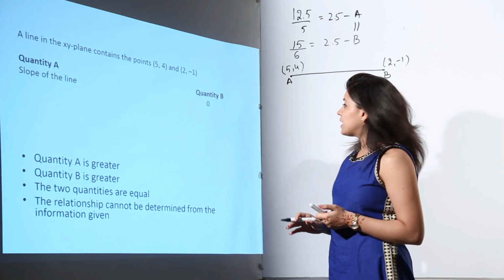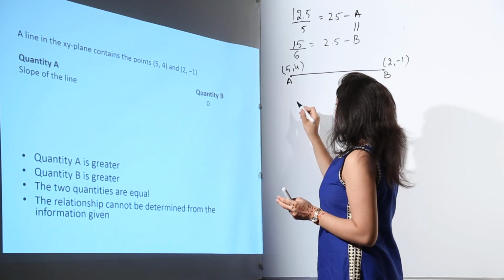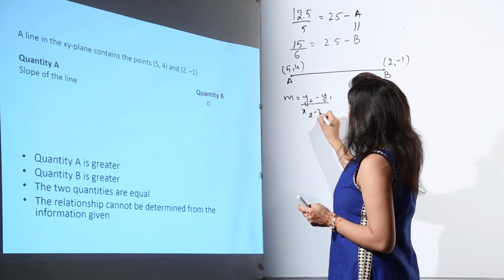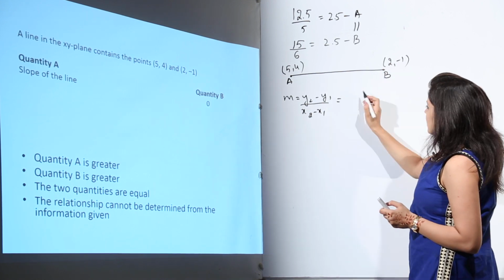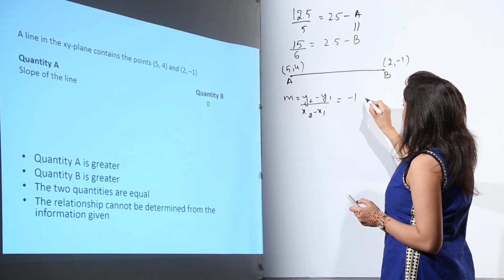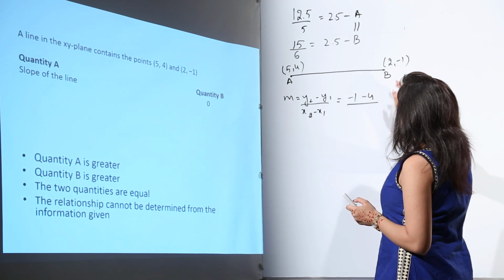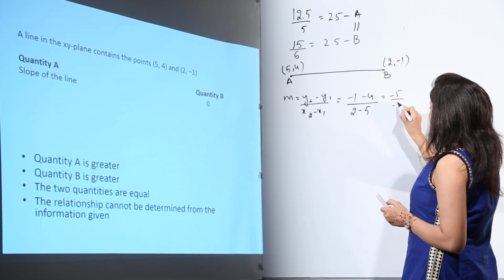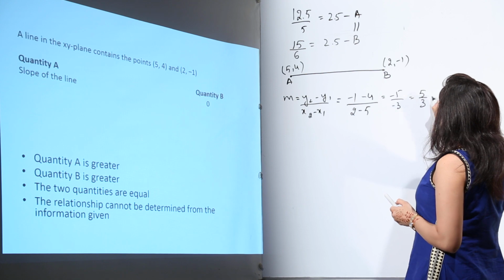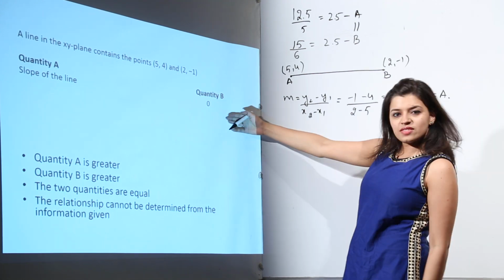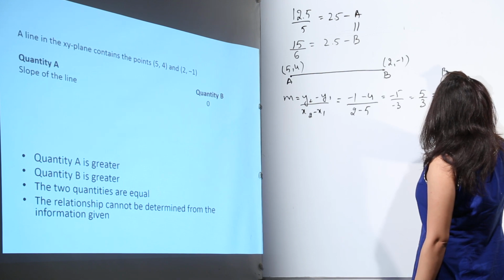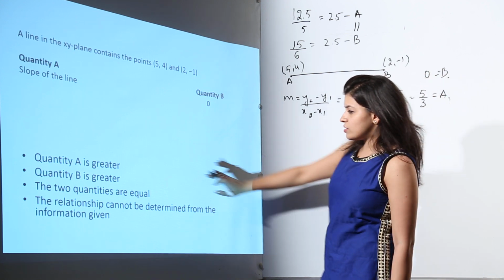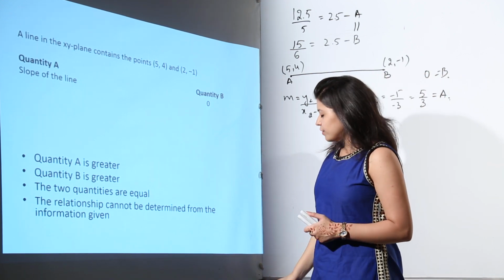We have already studied that the slope of a line is y2 minus y1 upon x2 minus x1. Let us substitute the values. Y2 in this case is -1, y1 is 4, x2 in this case is 2 and x1 in this case is 5, which gives us -5 upon -3, that is 5 upon 3. This is our quantity A. Quantity B, as we can see in this case, is 0. So we can say that quantity A is greater than quantity B. That means the answer to this question will be option A, that is quantity A is greater.